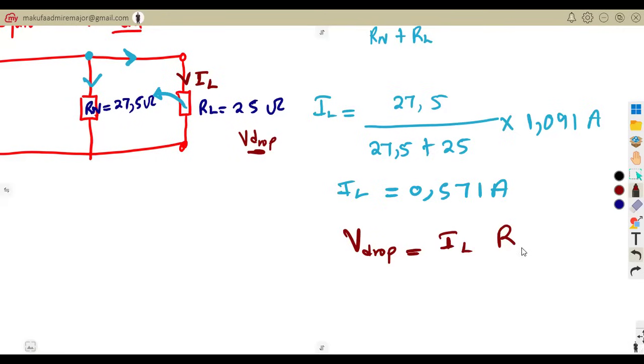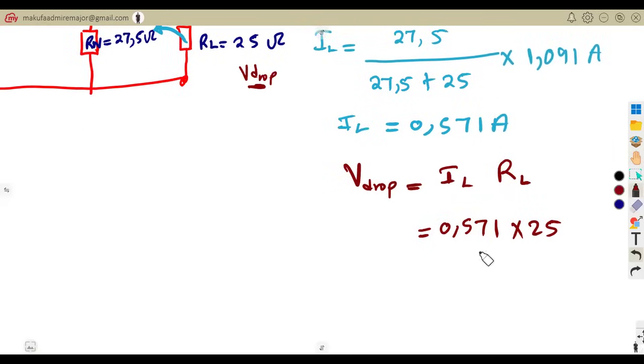Which resistance are we talking about? We talk of the load resistance. So the load current we calculated, that's 0.571, times the load resistance, which was 25. That was the condition of our question. You had to calculate the voltage drop, and the voltage drop was going to be given as 14.275 volts. Just like that. That is the voltage drop now across what? Across the load resistor. That was our question.